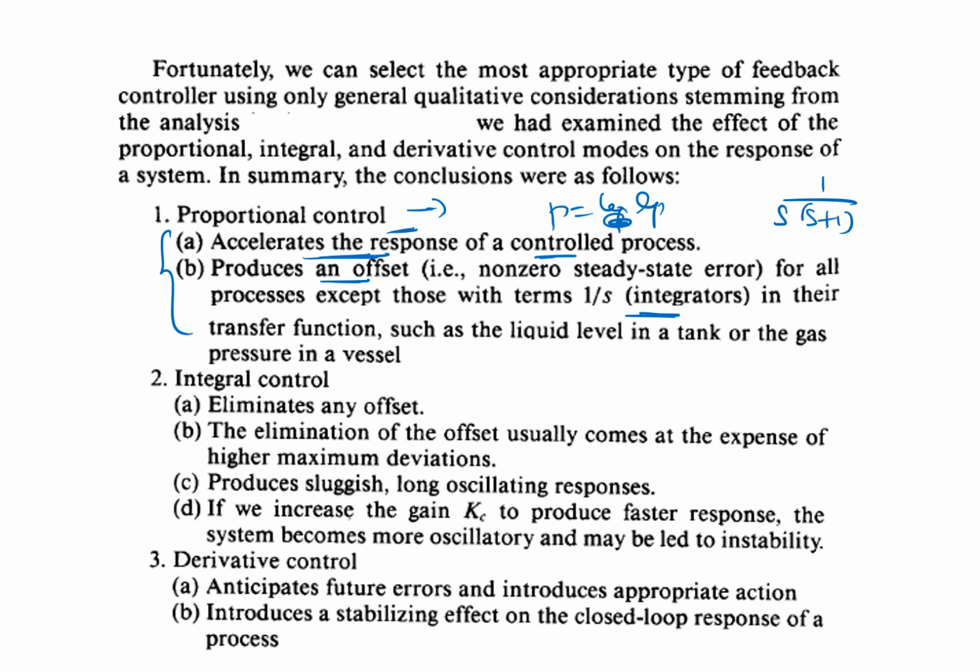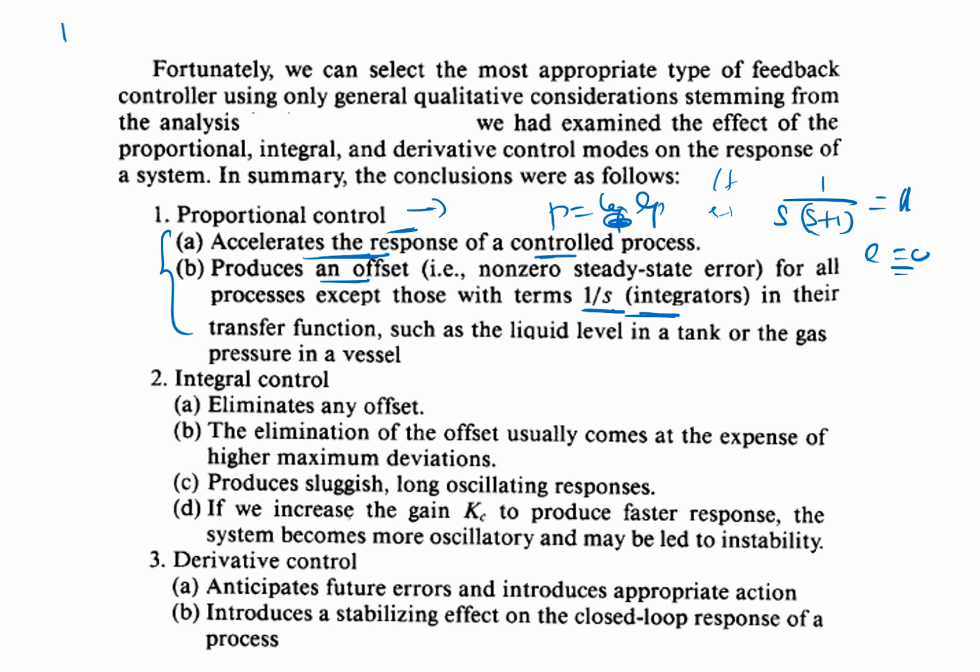into s plus 1, then whenever you put the limit s tends to 0, this term will be 0, so the output is 1 only. In that case, error is 0. So you can use a proportional controller if your process has integrators. If a process has integrators, then the offset is 0. If you want, I can do it again.